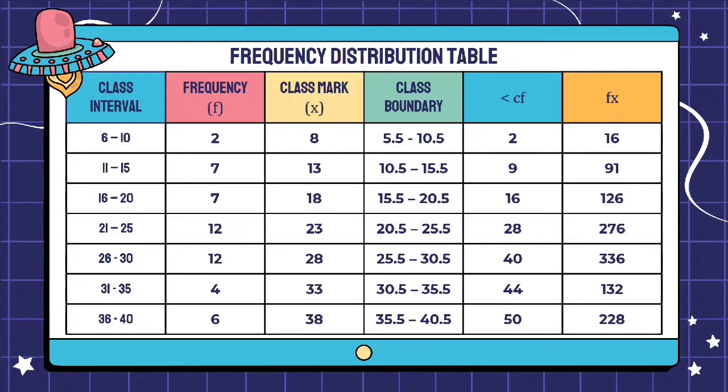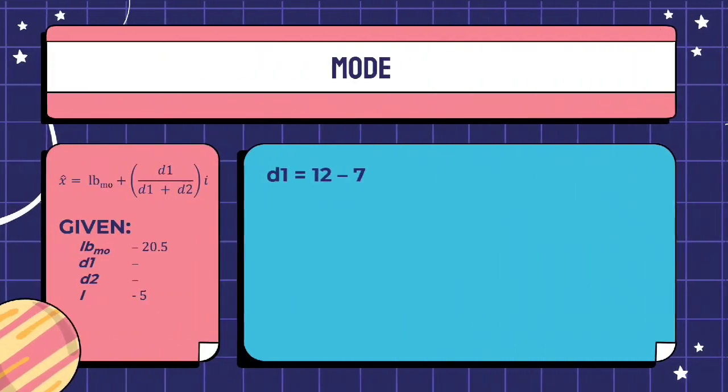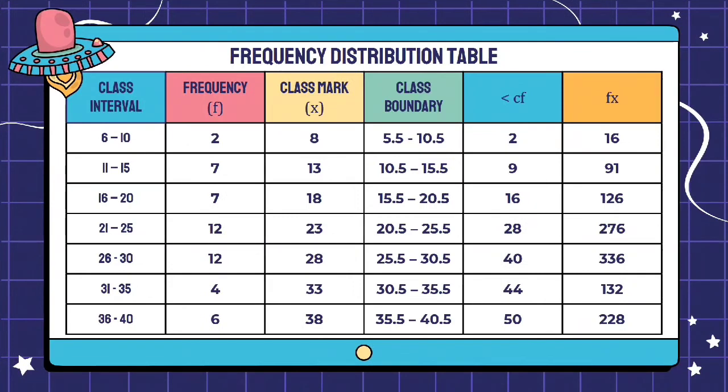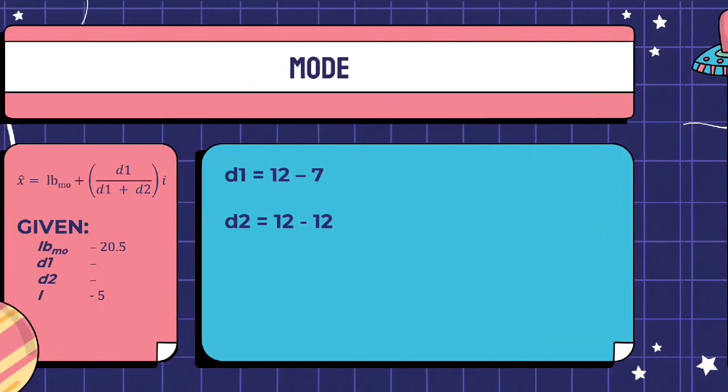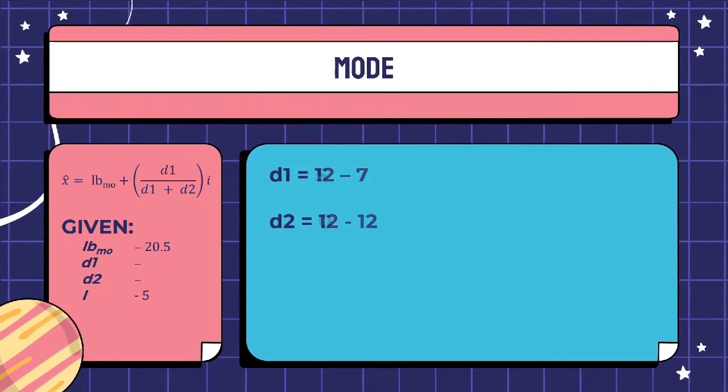The first given that we got is LBMO, or the lower boundary of the modal class, which is 20.5. And to solve for D1, we subtract the frequency of the modal class to the frequency of the class before it, which is 12 and 7. Now, to solve for D2, we subtract the frequency of our modal class from the frequency of the class above it, which is 12 and 12. Simplifying those will give us 5 and 0. Let's list it down.